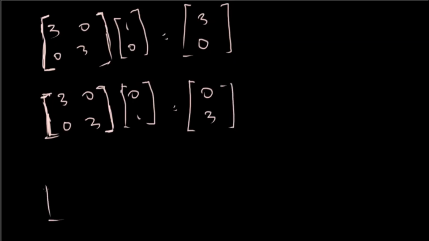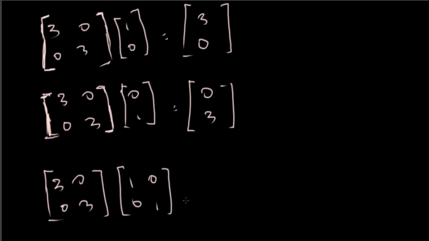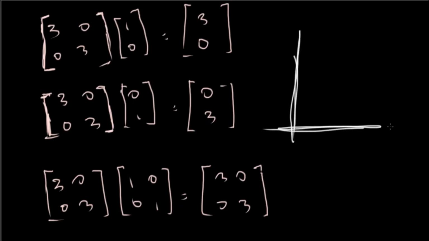All right, we could have instead looked at this just holistically. 3003, what does it do to 1001? And that's going to give you 3003. All right, we're getting towards a big idea here. This seems kind of silly right now, but bear with me. All right, let's look at this graphically. Let's say I have those i and j vectors. So we have i and we have j.